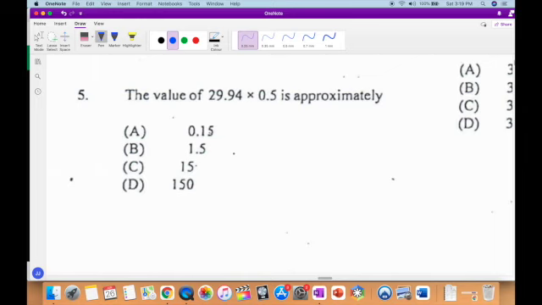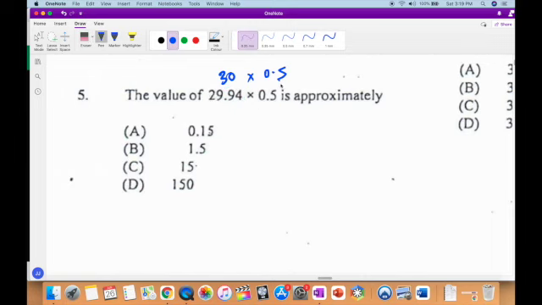But no, common sense will actually help you with this, because this here is very close to 30. So this is basically 30 multiplied by 0.5. Well, this is 30 divided by 2, isn't it? Because multiplying by 0.5 is basically multiplying by a half.